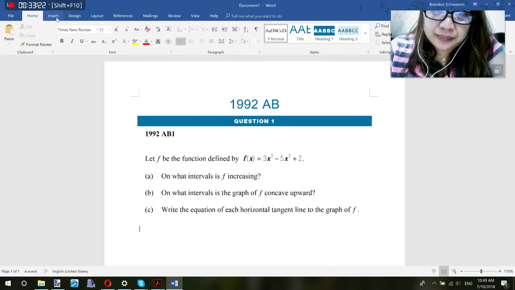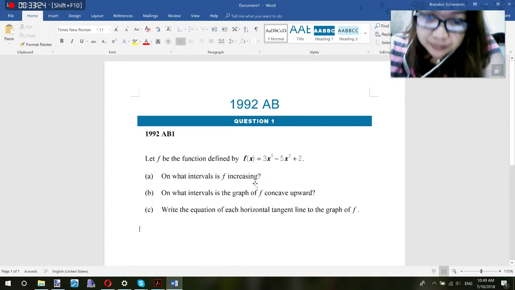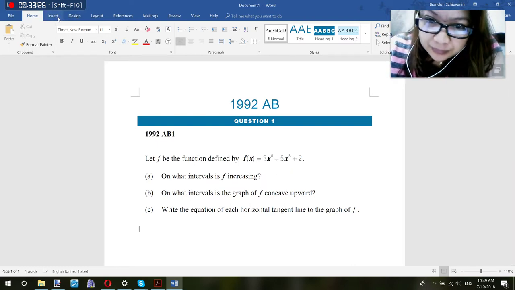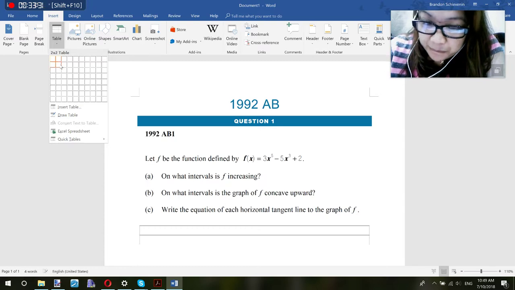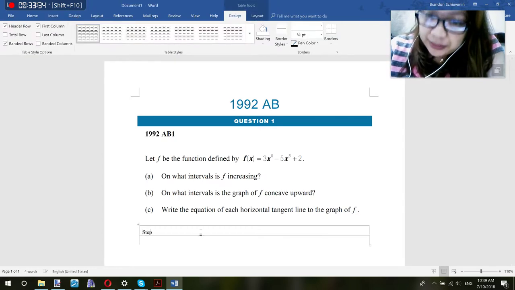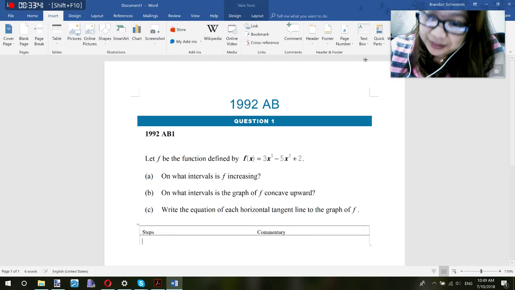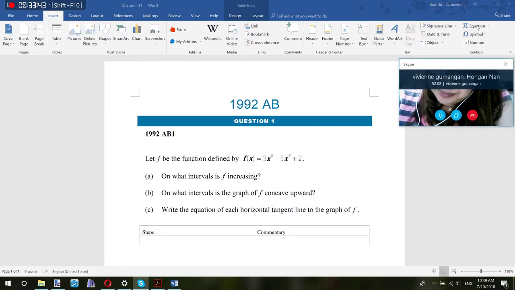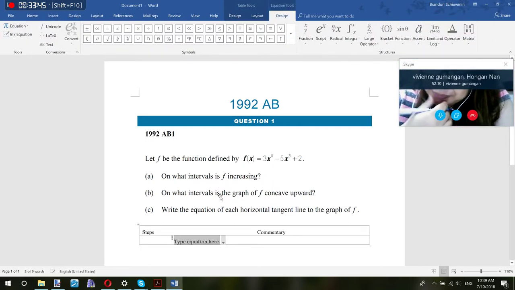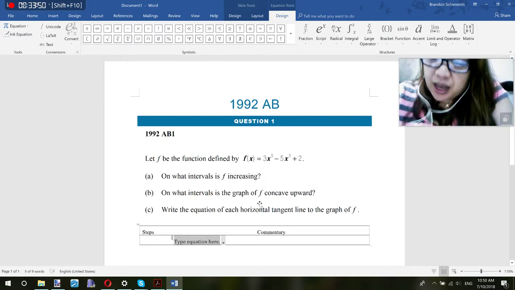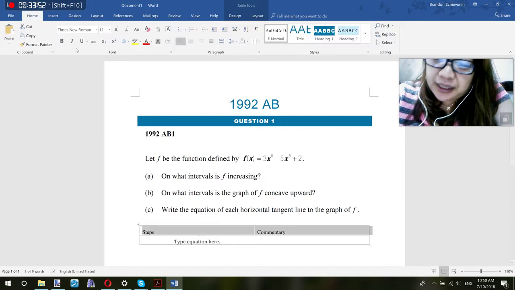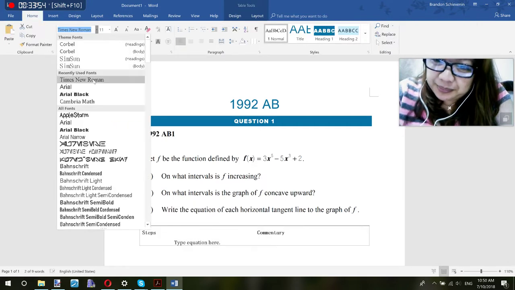Okay, so for part 8, I want to know on what intervals this function is increasing. So what do I have to do to find when this function is going to increase? I need to find out when it changes from positive to negative or negative to positive. How do I find out the slope of this function? What can I do? We need to derive. Awesome.